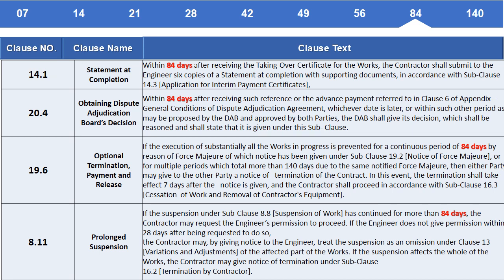Clause 8.11. Prolonged suspension. If the suspension under subclause 8.8 suspension of work has continued for more than 84 days, the contractor may request the engineer's permission to proceed. If the engineer does not give permission within 28 days after being requested to do so, the contractor may, by giving notice to the engineer, treat the suspension as an omission under Clause 13. Variations adjustments of the affected part of the works. If the suspension affects the whole of the works, the contractor may give notice of termination under subclause 16.2 termination by contractor.